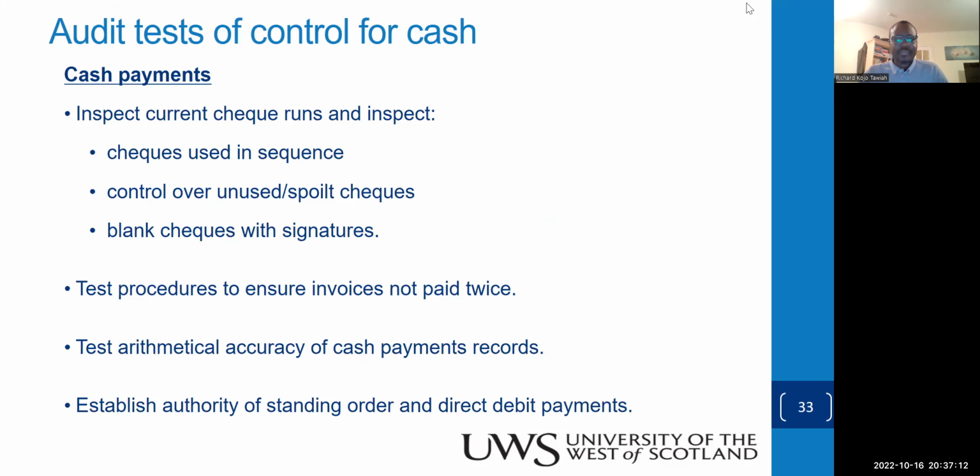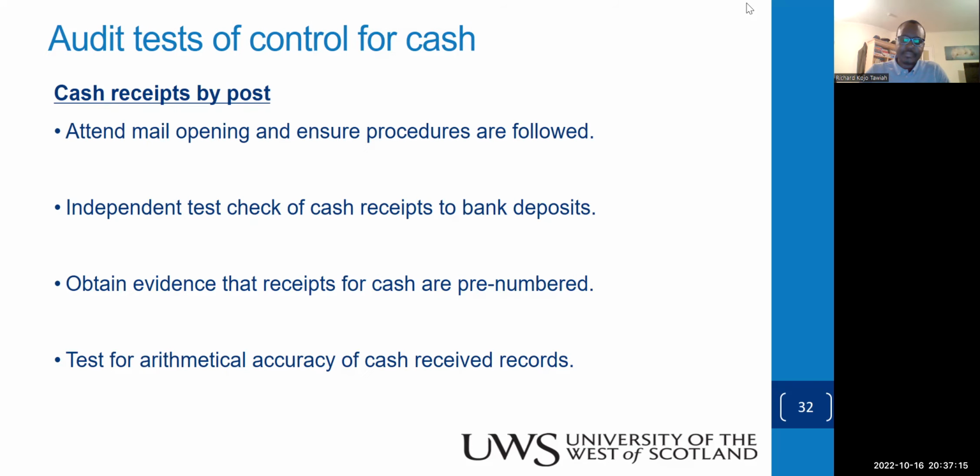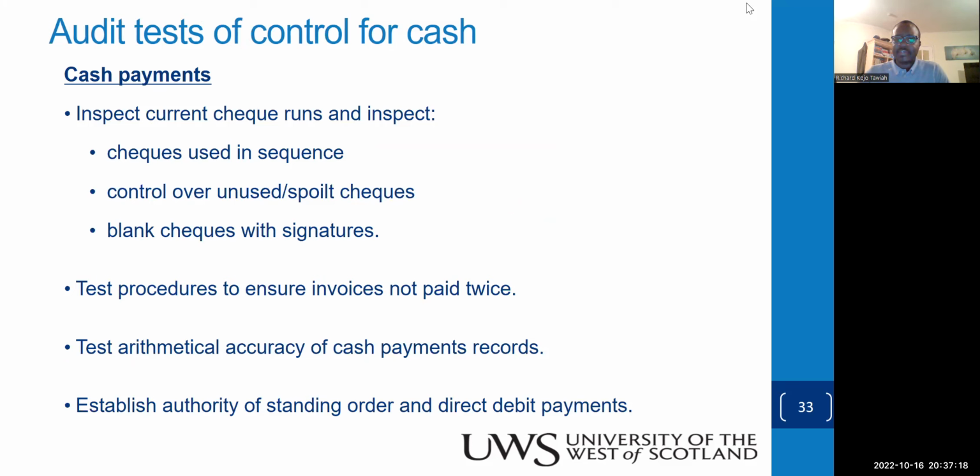Okay, cash payments. So we're dealing with the cash receipts over here. Cash payments, inspect current check runs and inspect that checks are used in sequence. Are there blank checks with signatures, open checks? That could be dangerous. If there are some checks which have not been used, have they been destroyed, spoiled? Do we log checks in the check logbook? Test procedures to ensure that invoices are not paid twice. Arithmetic accuracy of any cash payments is very important. Who orders for cash to be paid? Check the authority of standing orders and direct debits. Who ordered this to be instituted?